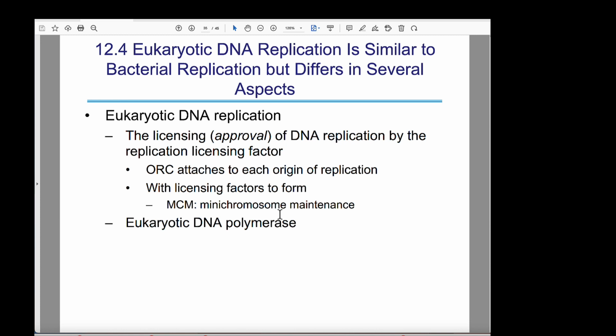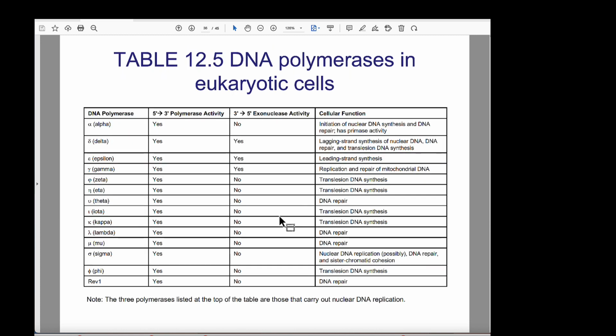Because it's going to initiate the coming together of multiple cofactors to form an active complex with helicase to help unwind the DNA. So these licensing factors are very important.